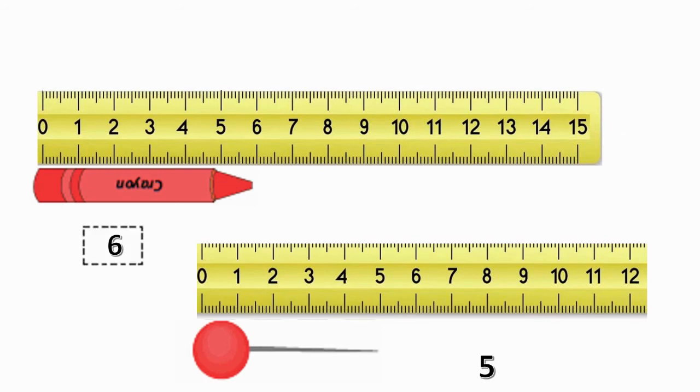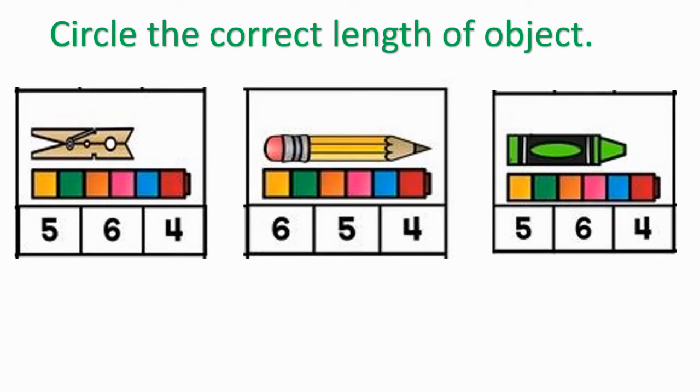Let us write the length in boxes. The length of the crayon is 6 centimeter, and the length of the lollipop is 5 centimeter. Circle the correct length of the object.